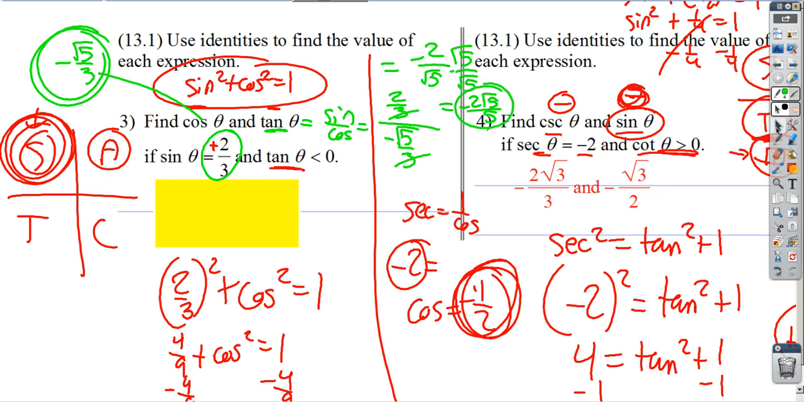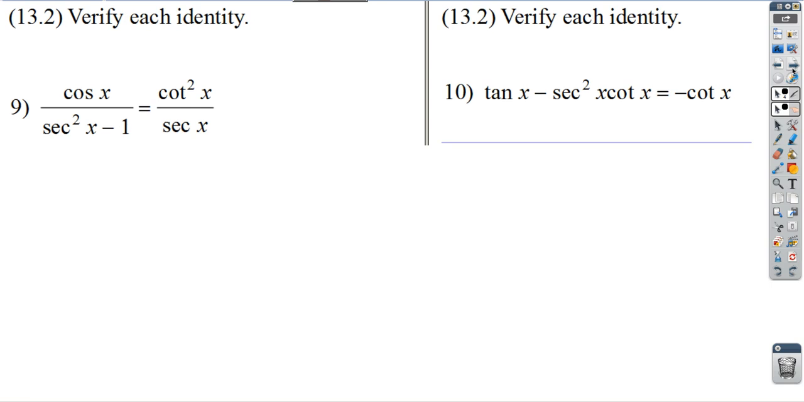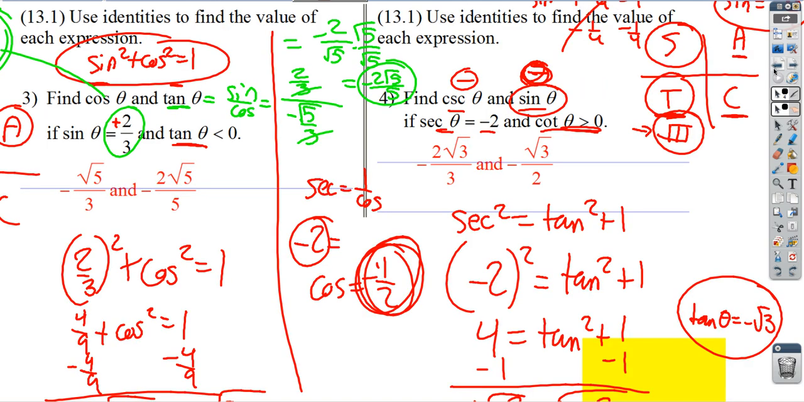Sorry, that's a little bit messy, but here's what it looks like. Not so messy, negative 2 root 5 over 5. Alright, so that's section 13.1. 13.2 is on proving identities. So we'll do several of those. And there's actually a lot of these. I don't know if we'll do every single one, but we'll try to hit at least a bunch of them.